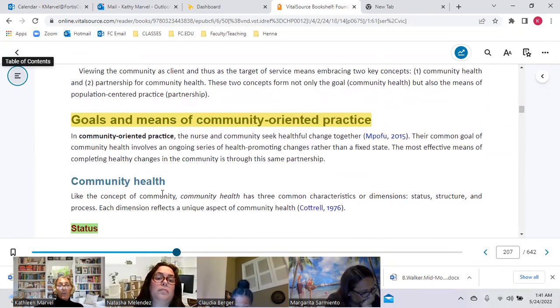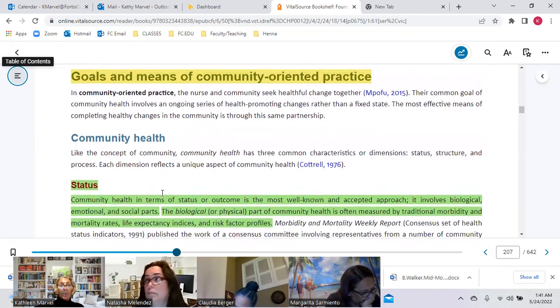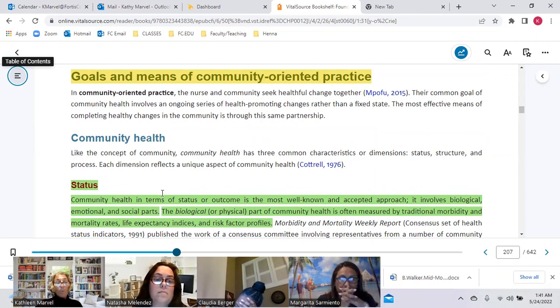Now, goals and means of community-oriented practice. Do you remember what community-oriented is versus community-based? Community-oriented is the big picture: the nurse and the community look to make changes together, and they're assessing. Community-based is when you're already working in the community with the ill population. Do you remember that? So with community-oriented, you're looking at health promotion and disease management.